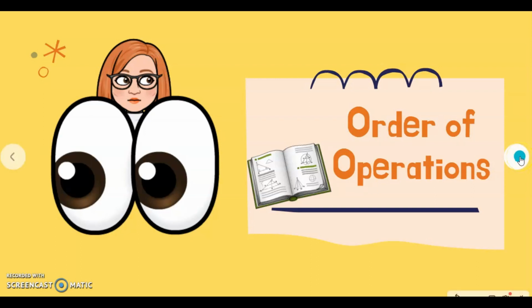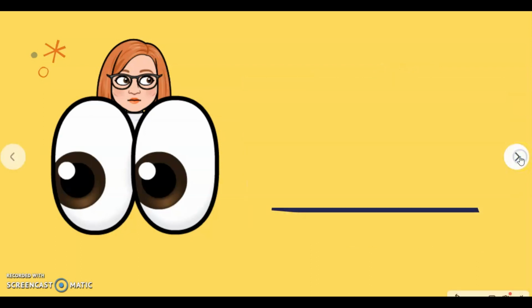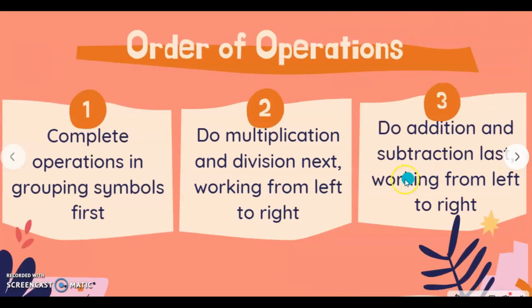So what are the rules or the order of operations? Number 1, you have to complete first the operations beside the grouping symbols: parentheses, brackets, and braces. Rule number 2, multiply and divide, working from left going to your right. And lastly, we will do addition and subtraction, again, working from left going to the right.